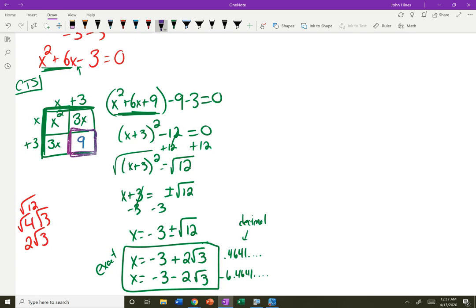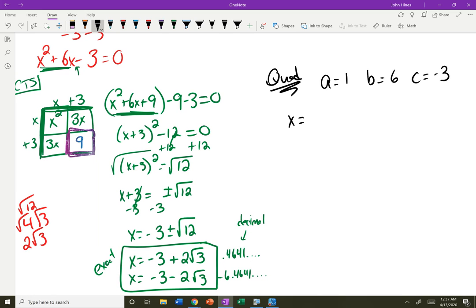Or I could have completed the square. Or I just did completing the square, or I could have used the quadratic formula. There you go, you got this here. Quadratic formula goes: a is 1, b is 6, c is negative 3. Now I should be getting the exact same solutions here. So here we go. x equals the opposite of b plus or minus the square root of b squared minus 4ac, all over 2 times 1, which is 2.